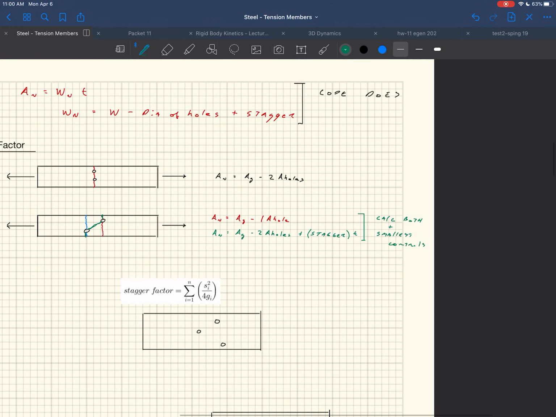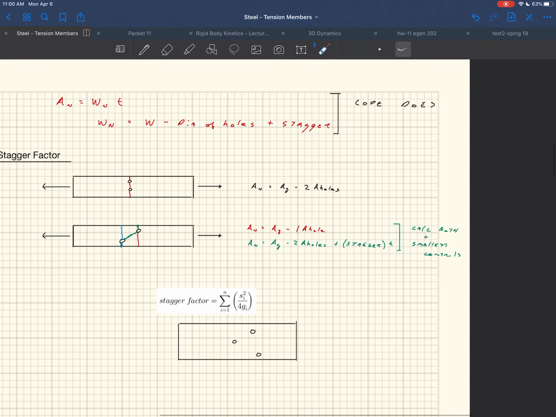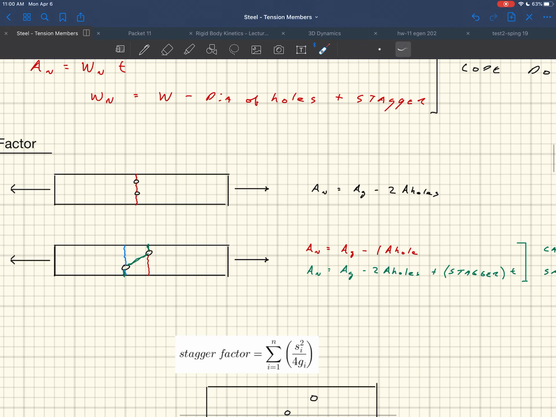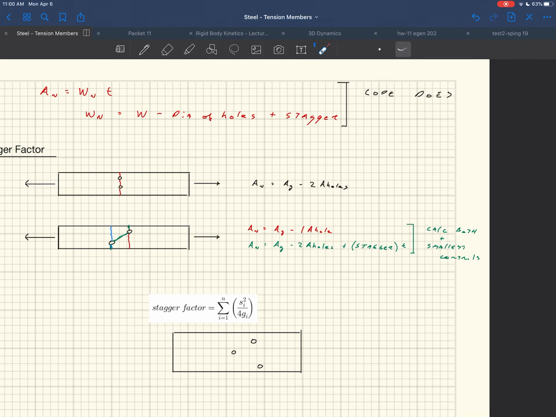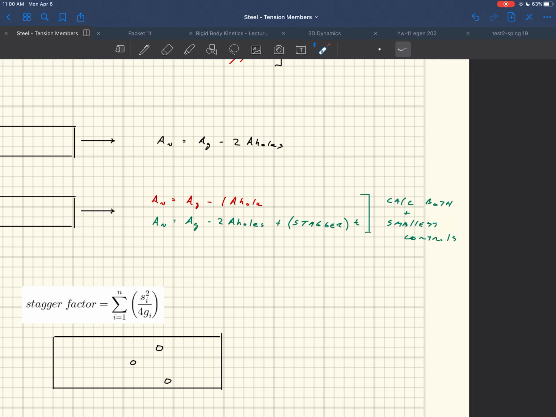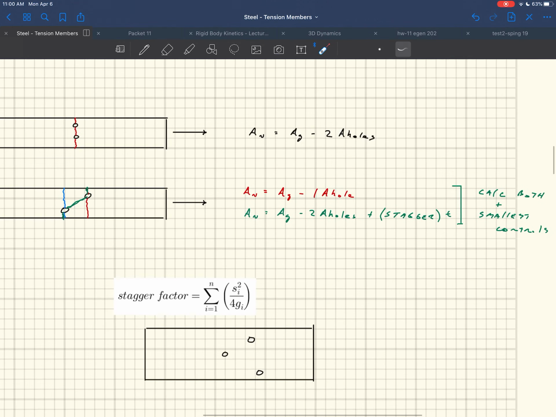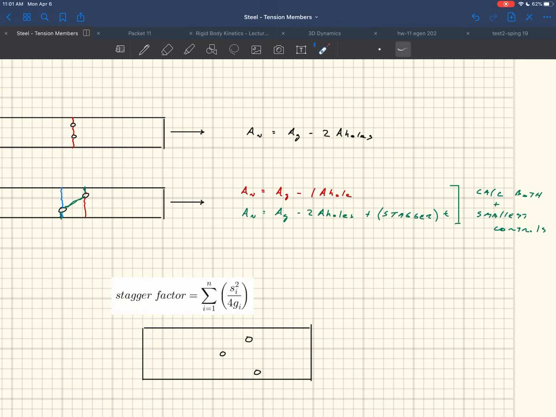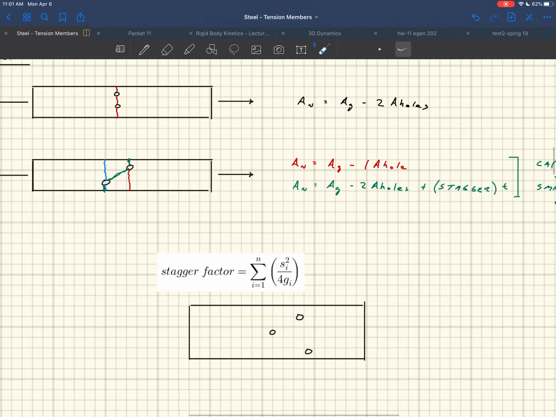So within all of this, this is a little mini limit state within all other limit states, right? Is it going to rip through, if you had them staggered like this, is it going to rip through 1 hole or is it going to rip through 2 holes, right? We don't know yet, right? And so what is this stagger factor, right? That stagger factor is there to account for that additional area that the steel has to rip through, okay? But how do we calculate what that stagger factor is?